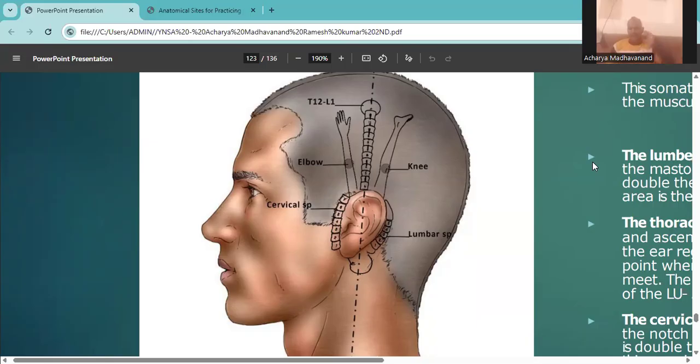So the somatotope, which is needled to treat problems of the musculoskeletal system, has 3 areas. The lumbar area, the extremity area, which extends along the mastoid bone and ascends to a height which is double the length of the ear. The diagnostic zone for this area is the medial epicondyle.